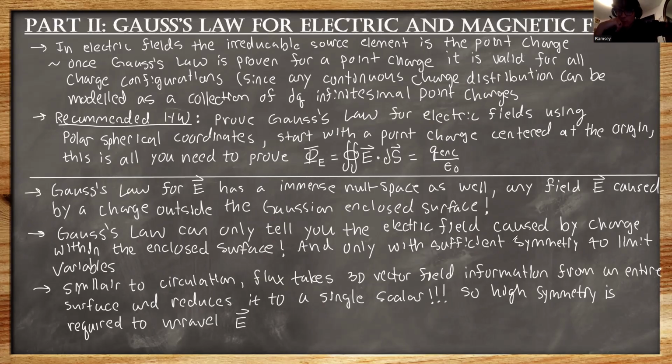But you have no hope of ever finding an electric field contributor that's not inside that surface because it's been sent to the null space. You'll have to use a different method. Gauss's law won't do.